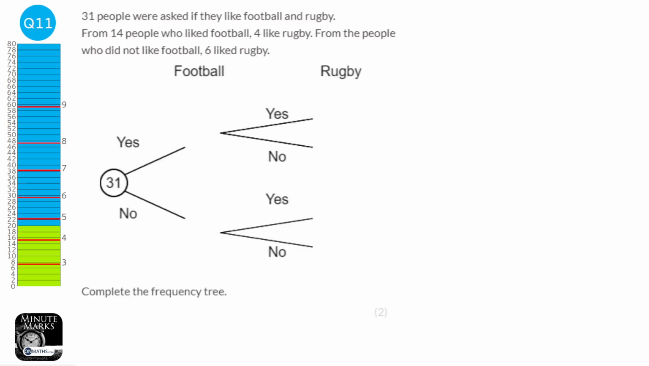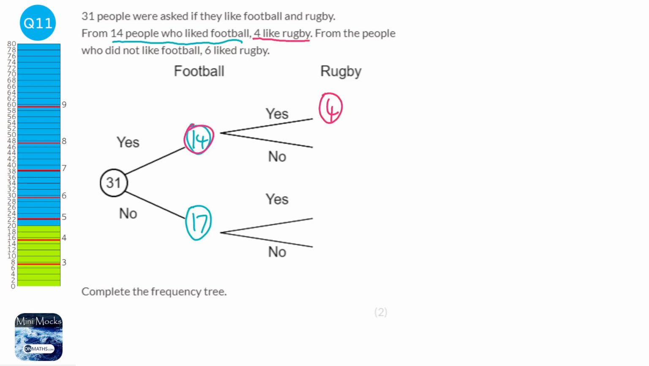So we're told that from 14 people who liked football, so we've got 14 people here who said yes, they do like football. So we can fill up the 14 here. Now, we're told we started with 31. Therefore, if 14 liked football, then 17 must have not liked it. Carrying on the sentence, it says 4 like rugby. So 4 of those liked rugby.